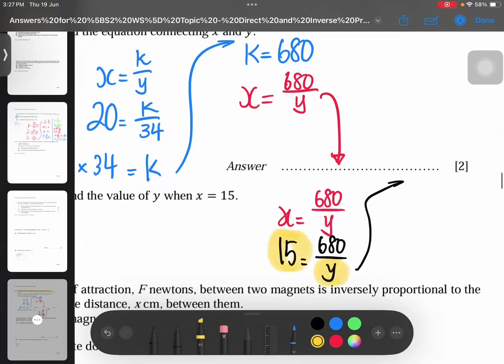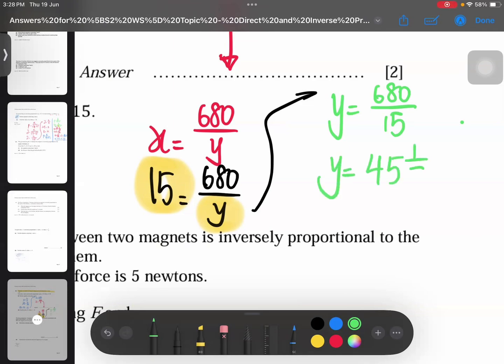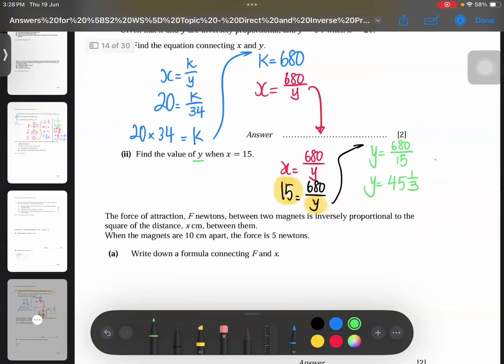In order for you to find y, same thing. Y talks to 15. Y says, I want to be the subject, but you are on my seat. So 15 and y swap position. You say y equals 680 over 15. All right, when you press your calculator, 680 divided by 15, we know that y is equal to an answer of 45 and 1 over 3. And is that what they want us to find? Yes, they want us to find the value of y.